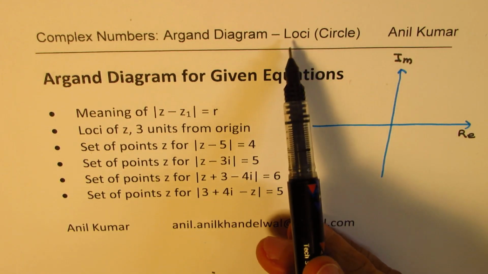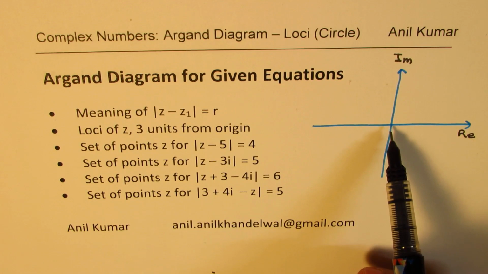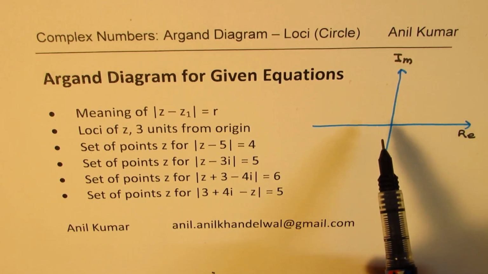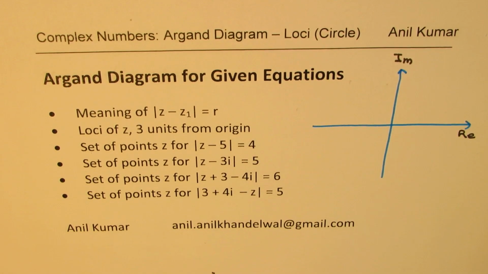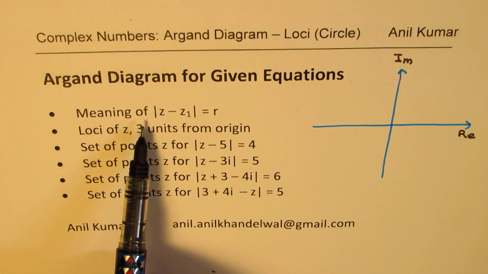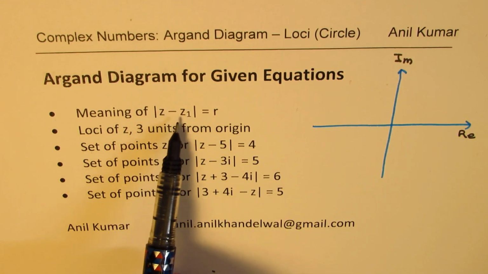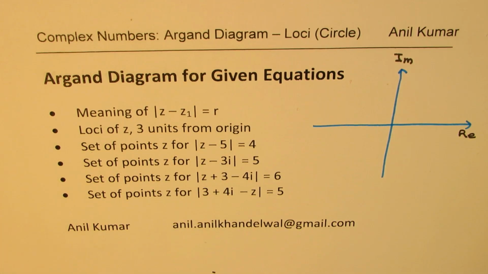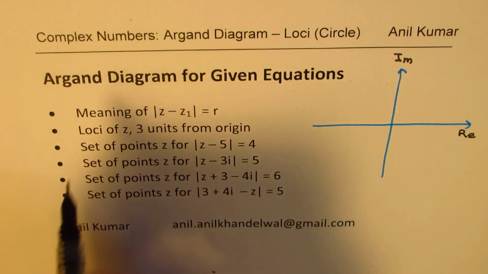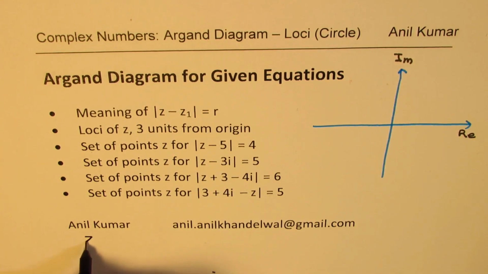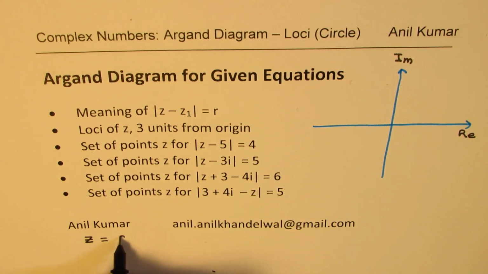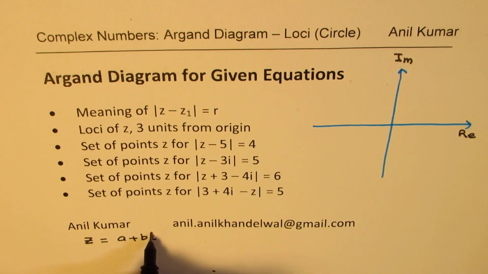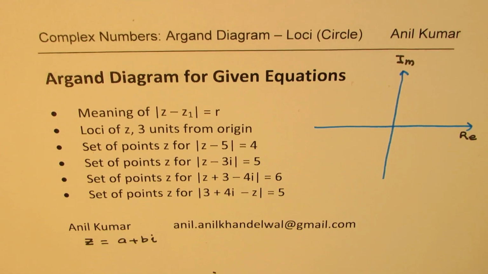That is, the loci will be the same distance away from the center, right? So that is what we are going to look into. We'll actually understand the meaning of the absolute value of z minus z1 equals r. So when I say z, it means a complex number, right? So whenever I say z, it will mean a plus bi, right? So that is what in general it will be, right?